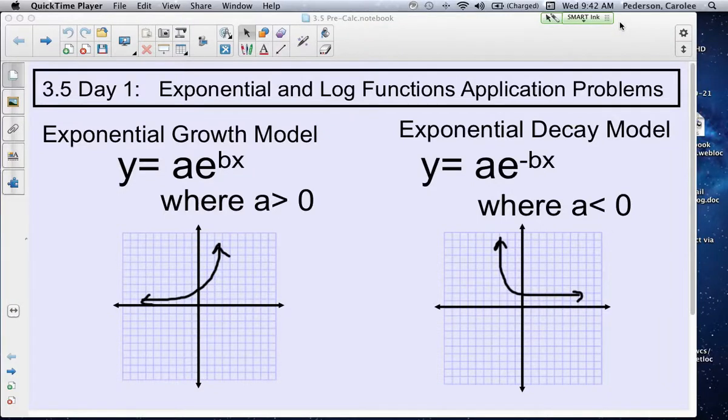This is 3.5, day 1, where we are solving exponential and logarithmic functions with word problems. This first slide, I don't want you to write anything down. I just want to talk about it just so you can recognize the difference between the two graphs.